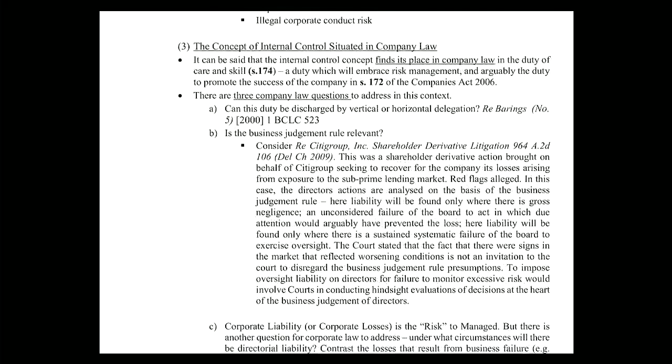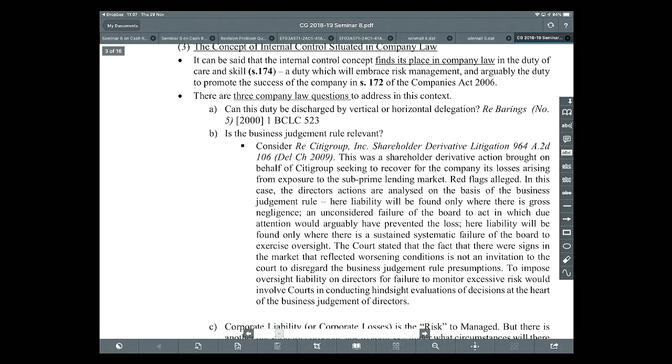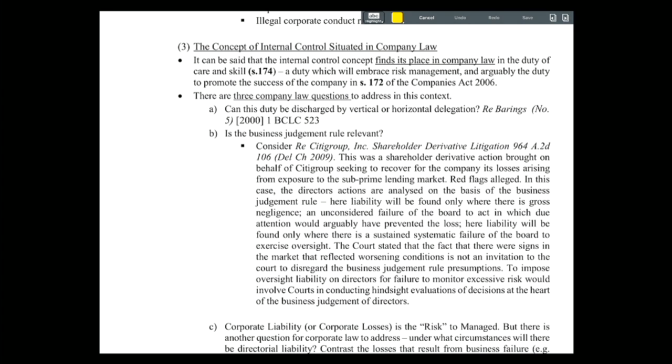so the concept of internal control. So what we've been doing so far is just discussing these concepts, conceptually. So now I say, let's embed it in company law. Let's define it within company law. And I say that internal control finds its place in company law in the duty of care and skill, Section 174. Right? And arguably, the duty to promote the success of the company, right?